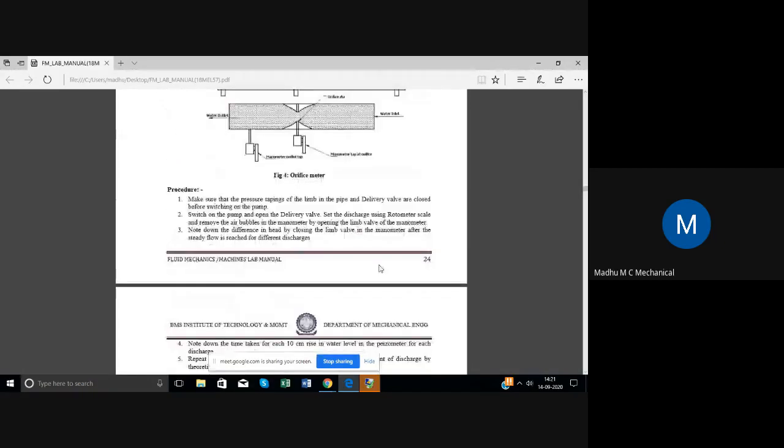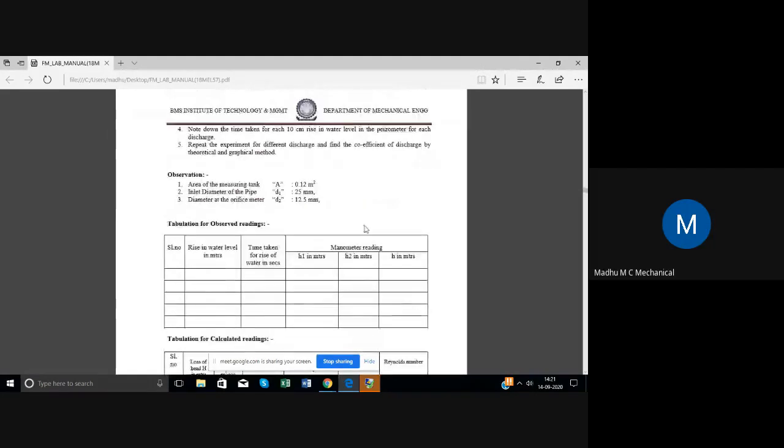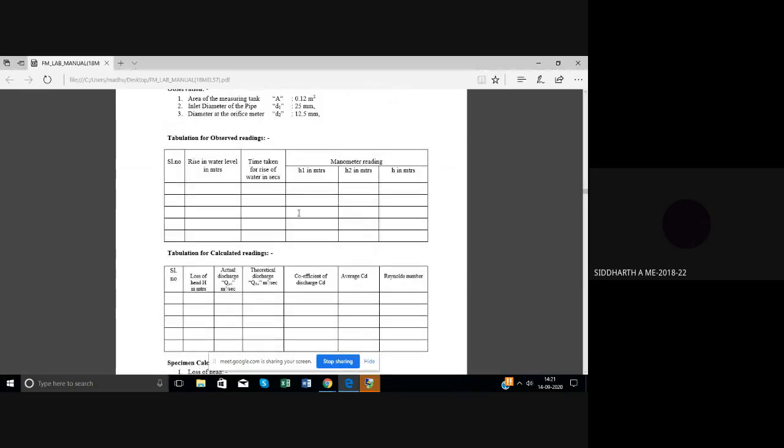Any doubt you have, please? Anybody? Yeah. So we have to calculate loss of head, actual discharge, and theoretical discharge for each trial, sir. Yeah, three trials I have given. For 3 trials, you have to do.